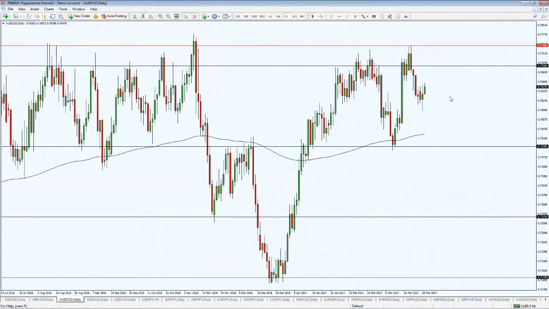Okay, so for Aussie dollar, I've mentioned, if you ask me, this is an area of value, the 75 level. So if price can come into this area, it would be a potential long opportunity.